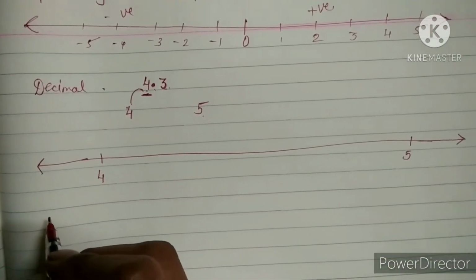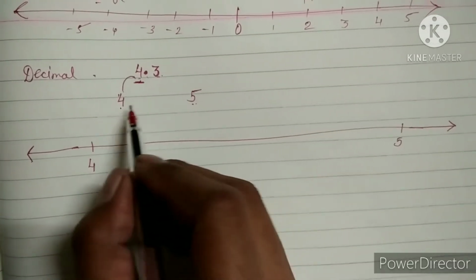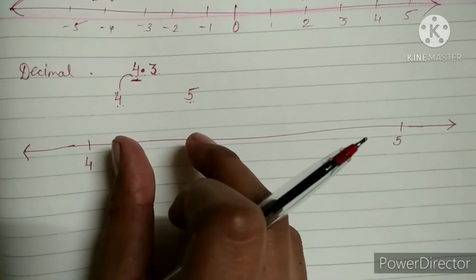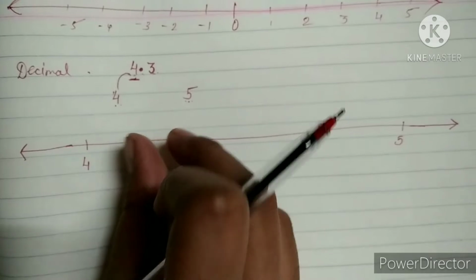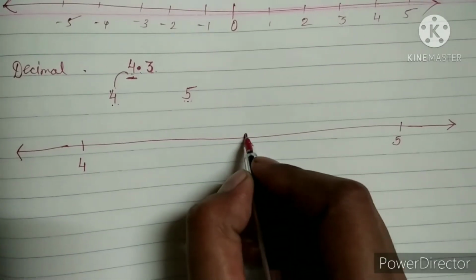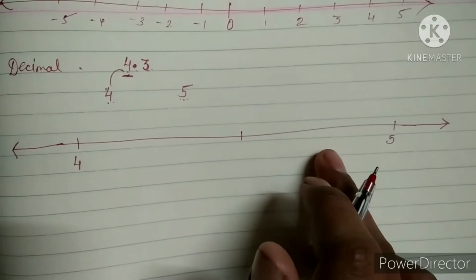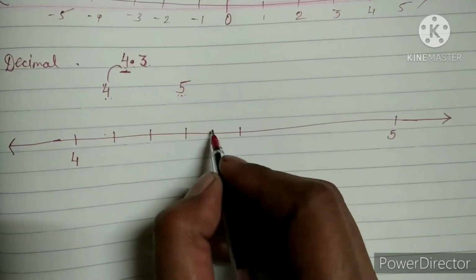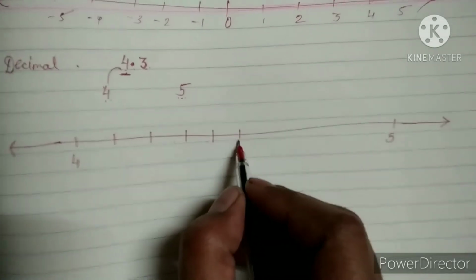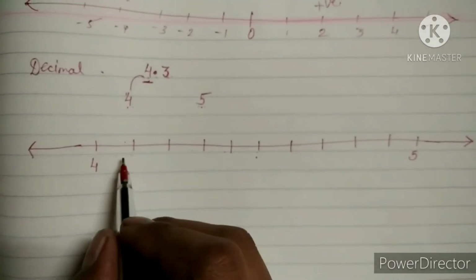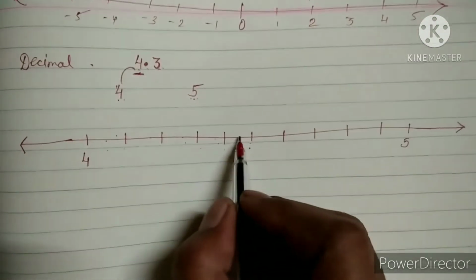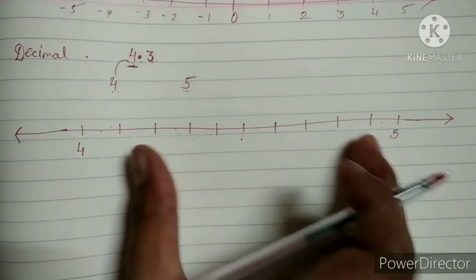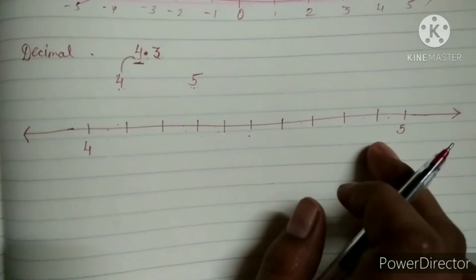Now in between 4 and 5 you have to mark 10 equal gaps. This is the two partition. Now 1 2 3 4 5, that is 10 gaps: 1 2 3 4 5 6 7 8 9 10. After taking 10 gaps we can start putting the decimal values.